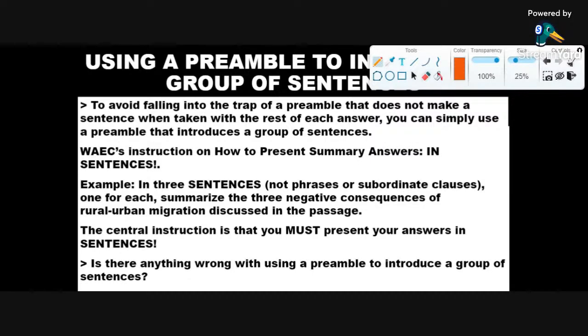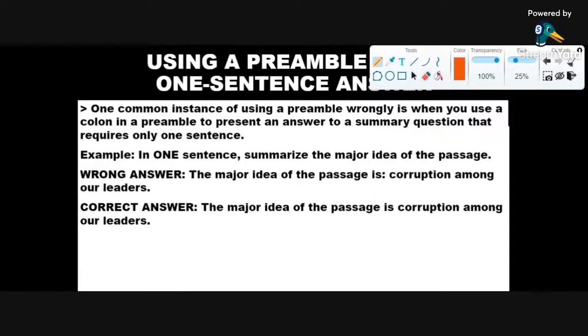The preamble should be taken with the rest of each answer to ensure that it makes a sentence, because you created that type of preamble in the first place. If you create a preamble, which is simply an opening statement explaining and indicating that what will follow are answers to the summary question, that's the right thing to do. So there's really nothing basically wrong with using a preamble to introduce a group of sentences, okay? And having said that, let's now look at using a preamble for a one-sentence answer, okay?